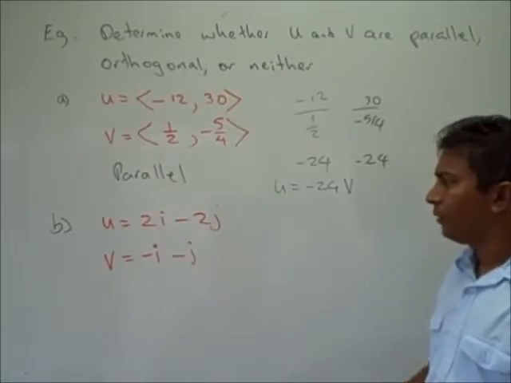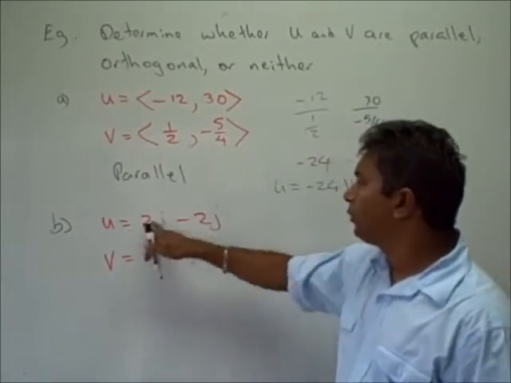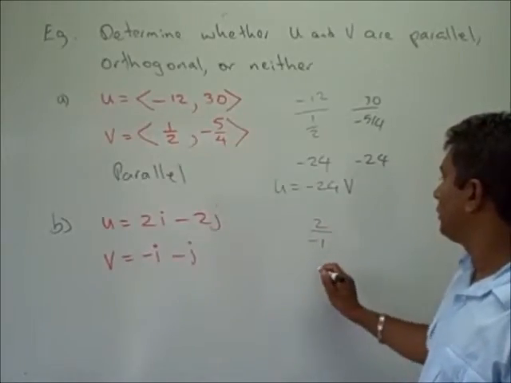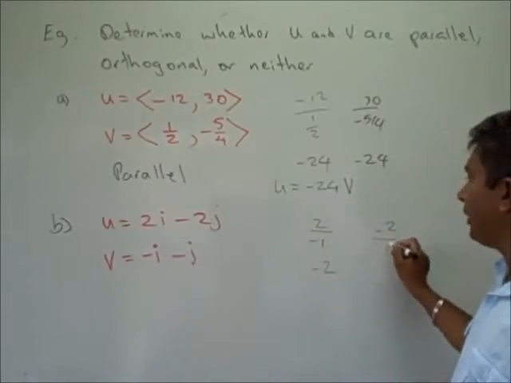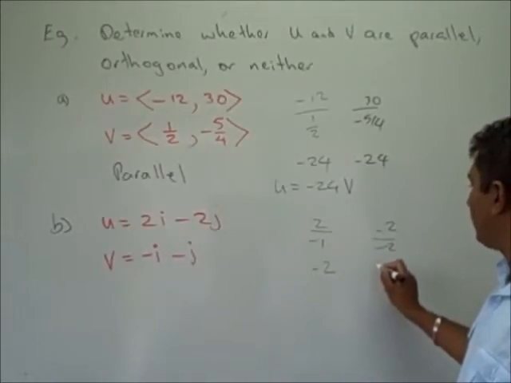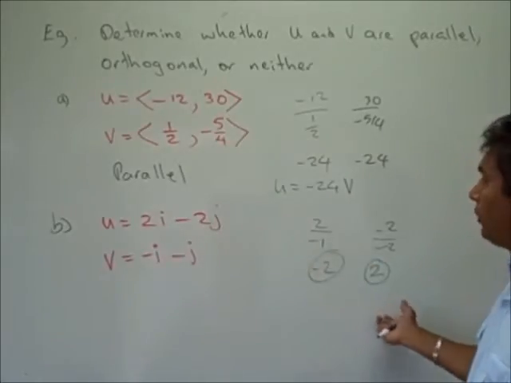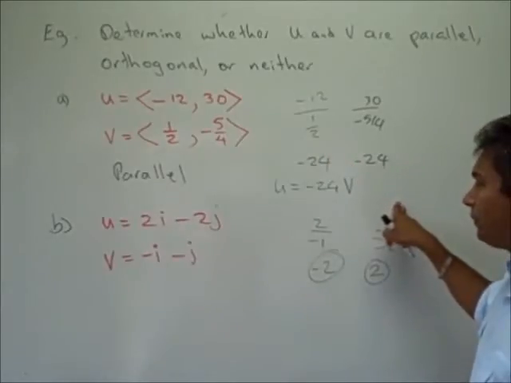In this example, we're going to try and figure out whether or not they're parallel or perpendicular. If we do the same thing, we have 2 over negative 1, which is negative 2, and negative 2 over negative 2, which is a positive 2. So these are different, so we know they're not parallel. For them to be parallel, these would have to be the same quantity.